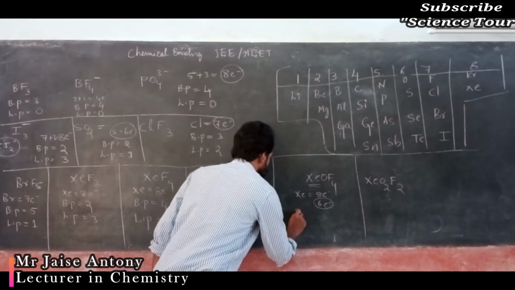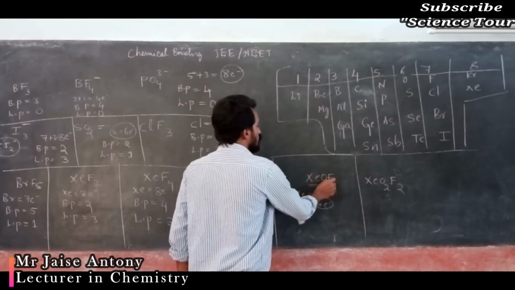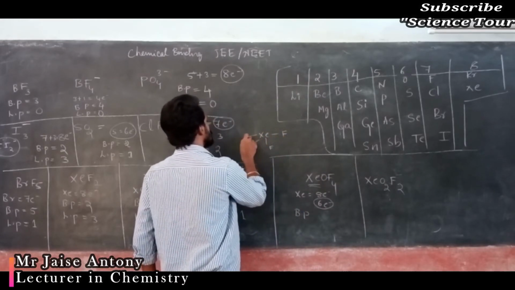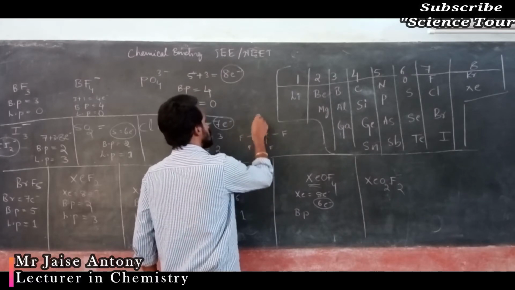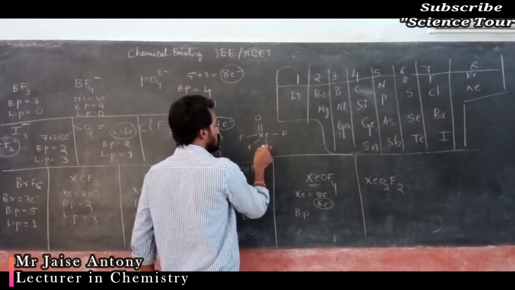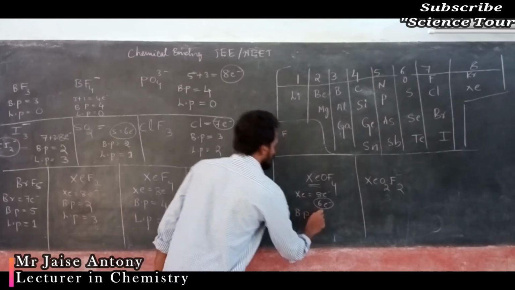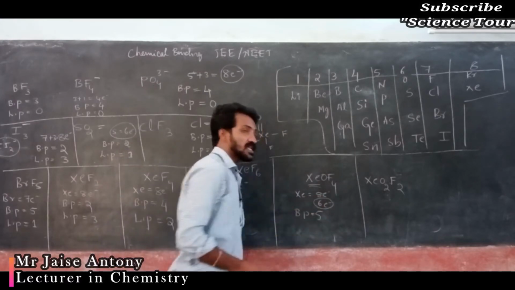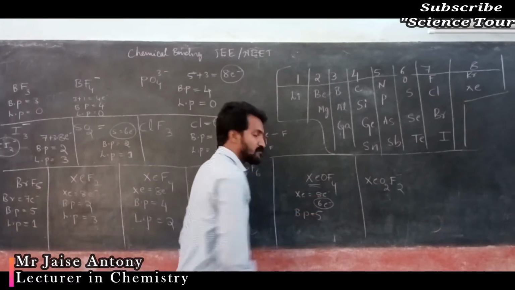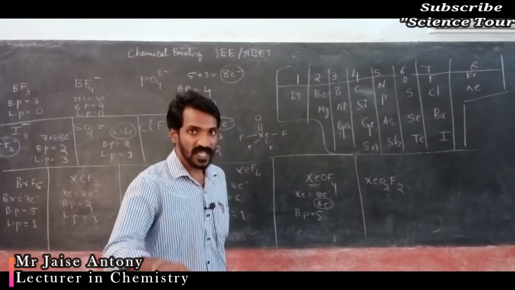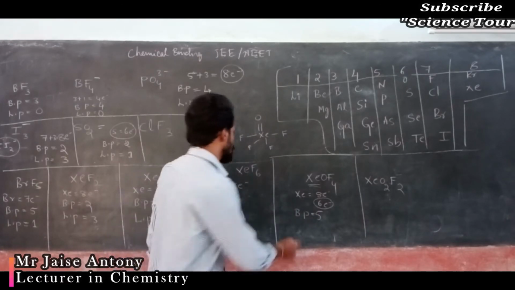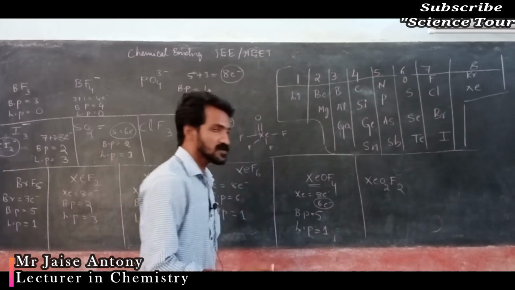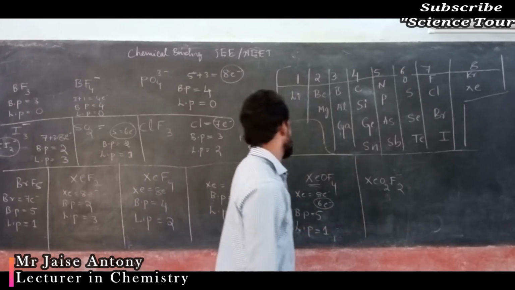If I ask how many bond pairs are there, Xenon forms 4 bonds with the 4 fluorine atoms, and even if it is a double bond, it is treated as a single bond. So bond pairs means 1, 2, 3, 4, 5. 5 bond pairs. I am not writing about electrons. How many electrons are used? 6 electrons are used for the 5 bond pairs. So 8 minus 6, 2 electrons are remaining. 2 electrons means 1 pair.